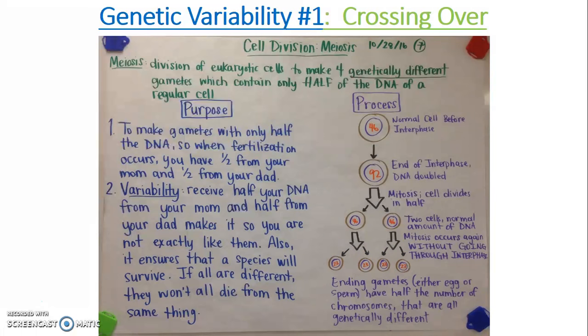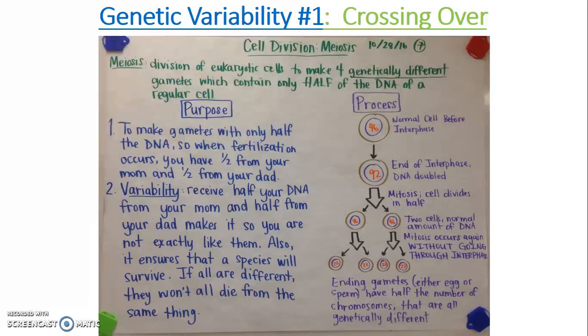But we never explained how they get to be different. We just explained that they're different and have variability because that makes all organisms different, which means that if all humans are different, we're not all going to die from the same thing, and our species is going to continue to survive. Here meiosis has occurred in one cell from either your mom or your dad.